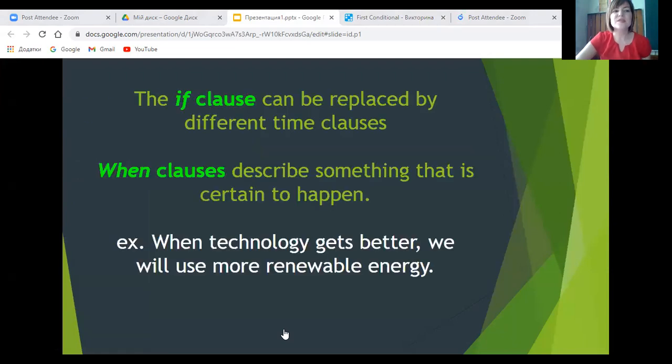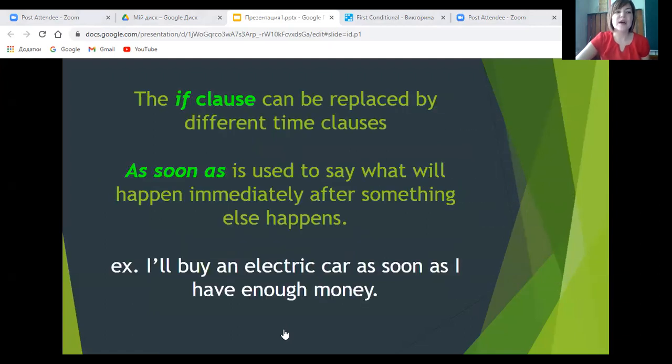The if clause can be replaced by different time clauses, like when clauses, which describe something that is certain to happen. For example, when technology gets better, we will use more renewable energy. Or as soon as clause, that is used to say what will happen immediately after something else happens. For example, I'll buy an electric car as soon as I have enough money.